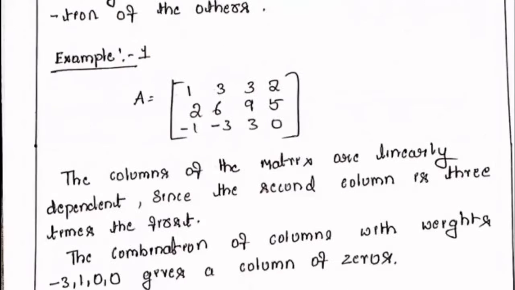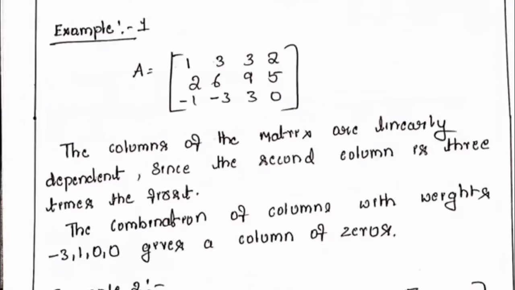So let's take the first example. The matrix is 1 3 3 2, 2 6 9 5, -1 -3 3 0. We have considered the same example to explain the echelon matrix. Here the columns of the matrix are linearly dependent since the second column is 3 times the first one. I am giving some examples so that you understand clearly the meaning of linear dependent and independent.